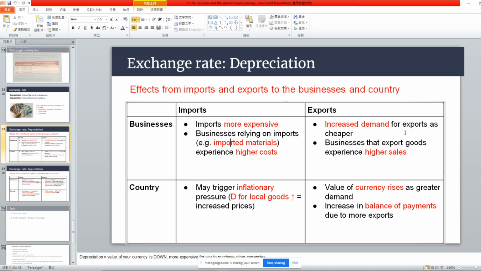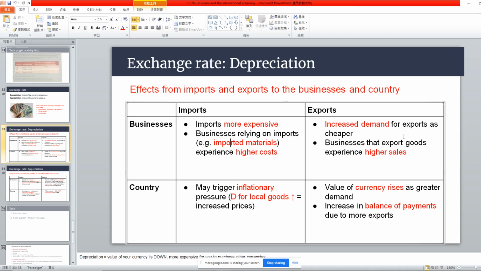And for exports, when you are having depreciation, think about it from the other countries' side. When your currency is depreciating against their currencies, then it should be cheaper for them to buy your goods. And if that happens, there should be more demand for exports, because your exports are now very cheap. So it's kind of competitive when you are exporting your goods.